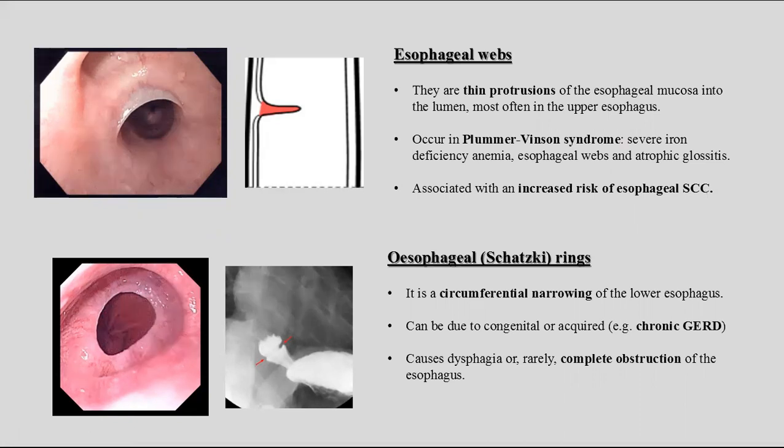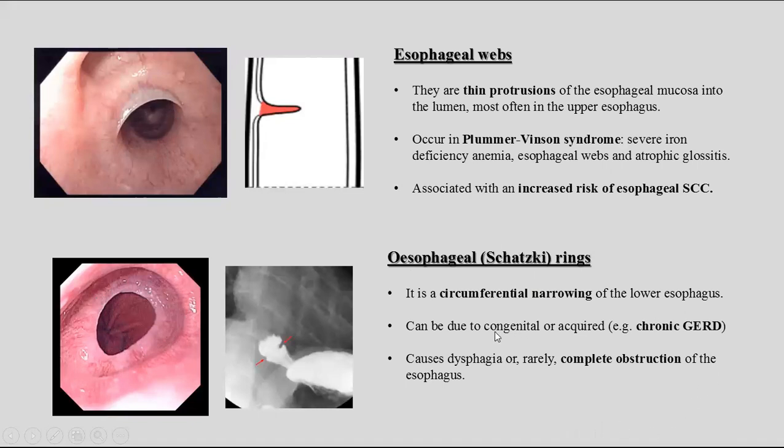Okay, then you have something known as the esophageal Schatzky ring. There can obviously be a number of esophageal rings at different parts of the esophagus, but the most important one you have to know is the Schatzky ring, which is, like I said, a circumferential narrowing. A web is just on one side.